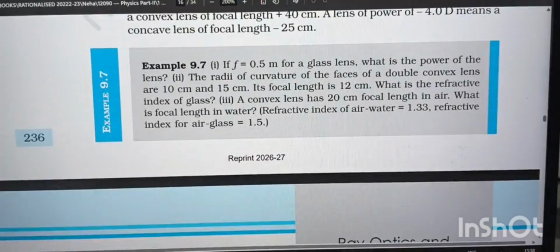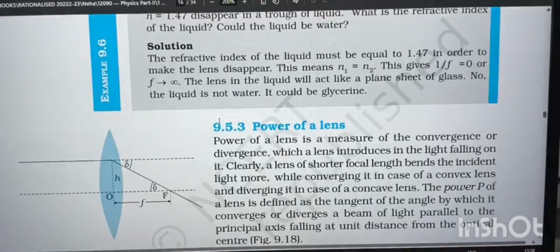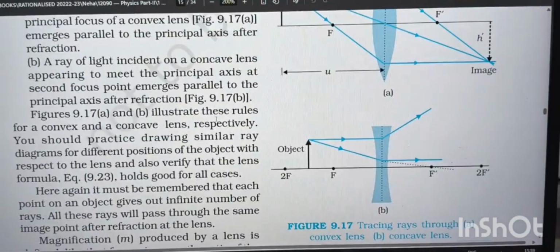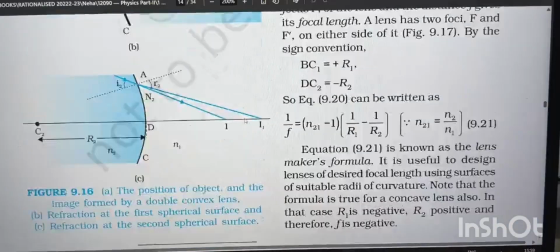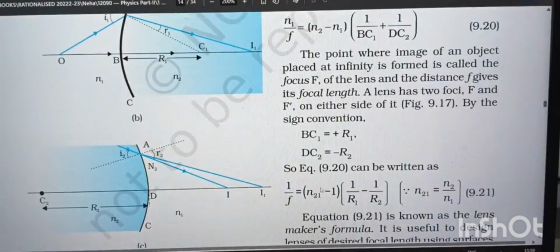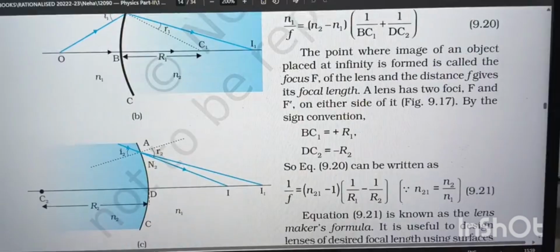The next question, they're asking us the radius of curvature of the faces of double convex lens. They have given R1 and R2 for a double convex lens, and they have given the focal length. Focal length will be positive because it's a convex lens. Then they're asking the refractive index of the glass. So the formula that we have already derived in the previous class is over here, where 1 by f would be equal to refractive index minus 1, 1 by r1 minus 1 by r2. So we will be using this particular formula.